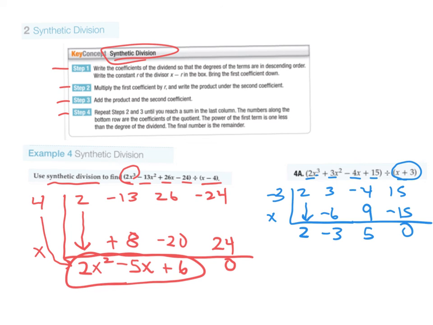Then I'm going to look at this exponent. It's a 3, so I'm going to start one less and go x squared, x, and then no letter. And so my answer then is 2x squared minus 3x plus 5. And that's synthetic division.